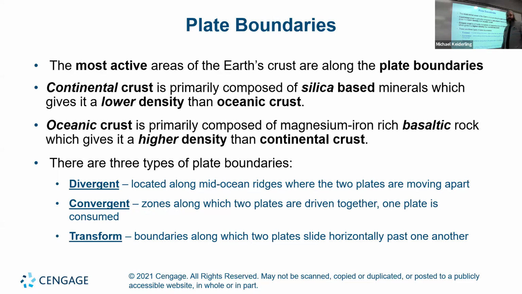And there are three types of plate boundaries. Divergent plate boundaries, which are located along mid-ocean ridges, where two plates are moving apart. So along the mid-ocean ridge of the Atlantic, in Iceland, at the East African Rift Valley, these are all places where two plates are moving apart. There are convergent boundaries where two plates are driven together, where one plate gets consumed by the other. So most of the divergent boundaries are in the ocean.